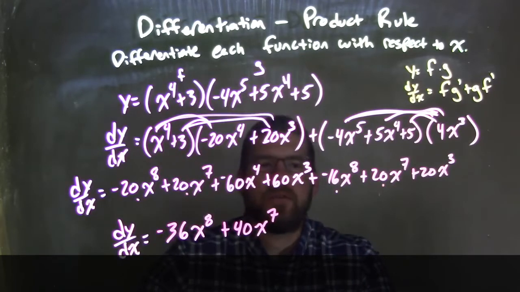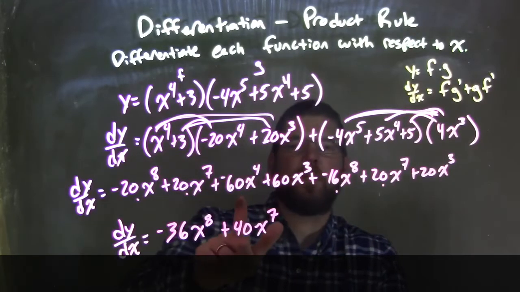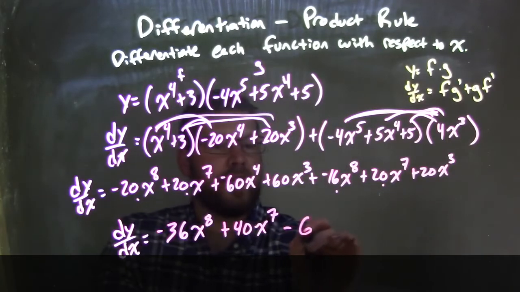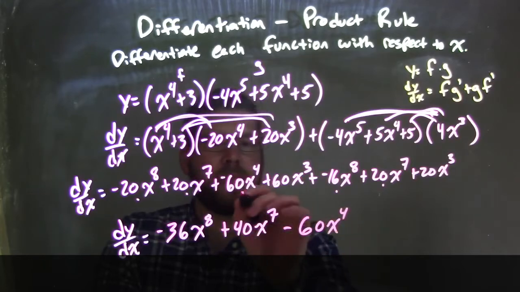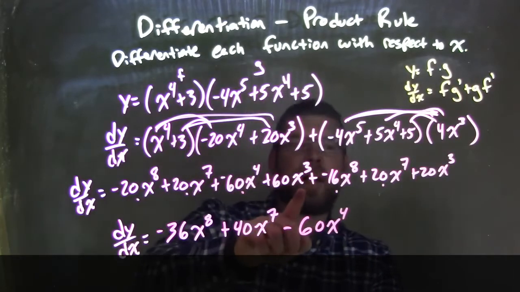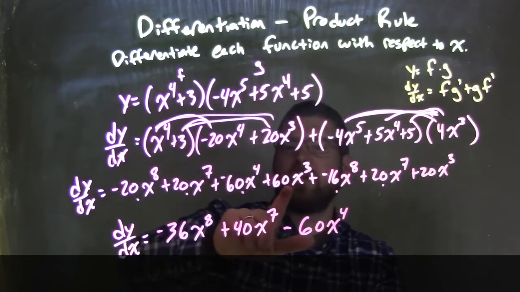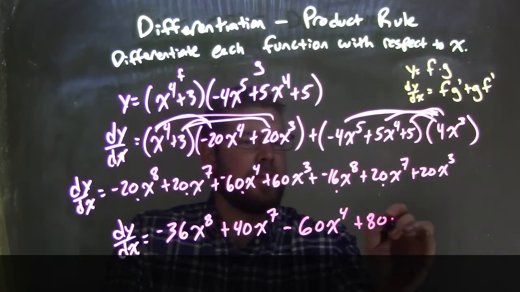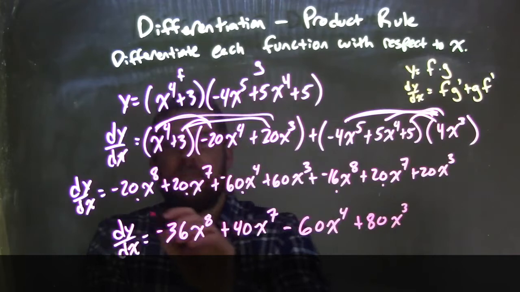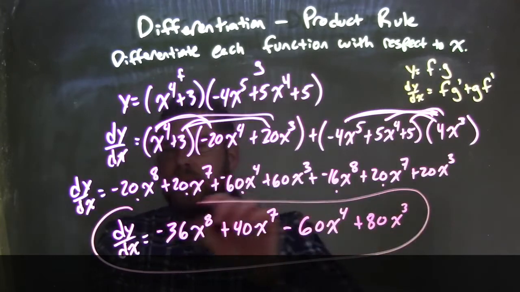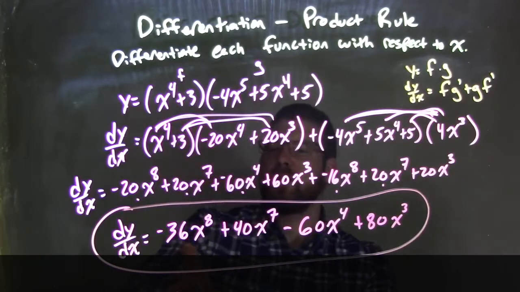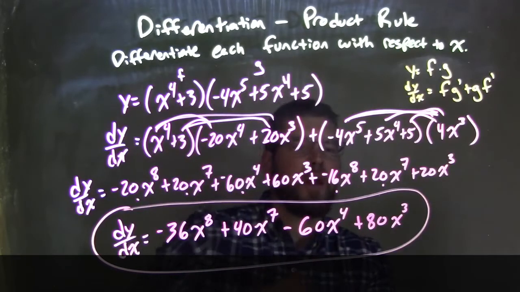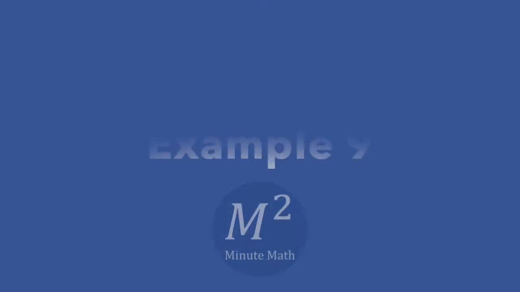Okay. The next ones, the highest degree I see is to the 4th power. There's just one of them, right? Yeah, just one of them. So I'm subtracting 60x to the 4th. Brought that down. And lastly, the last two are x to the 3rd power. So I have 60x to the 3rd and 20x to the 3rd combined together to get 80x to the 3rd. And so we have our final answer here: dy/dx is equal to negative 36x to the 8th plus 40x to the 7th minus 60x to the 4th plus 80x.